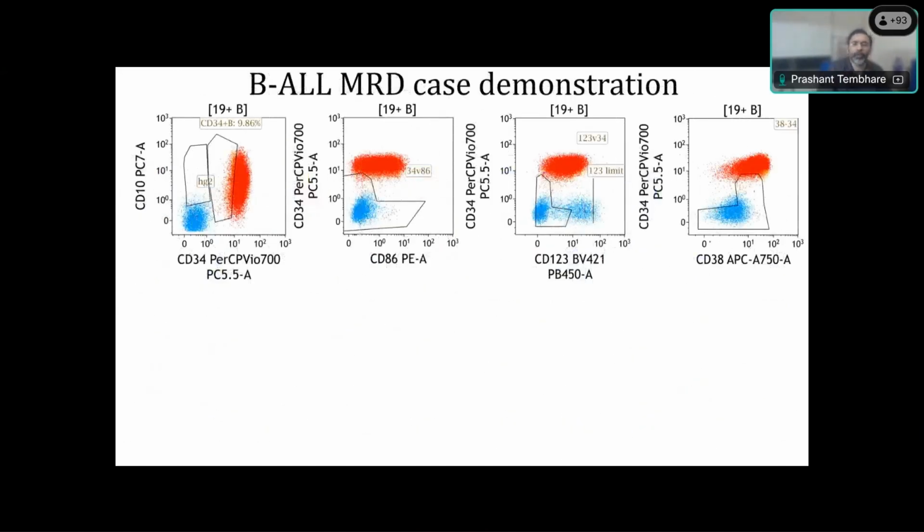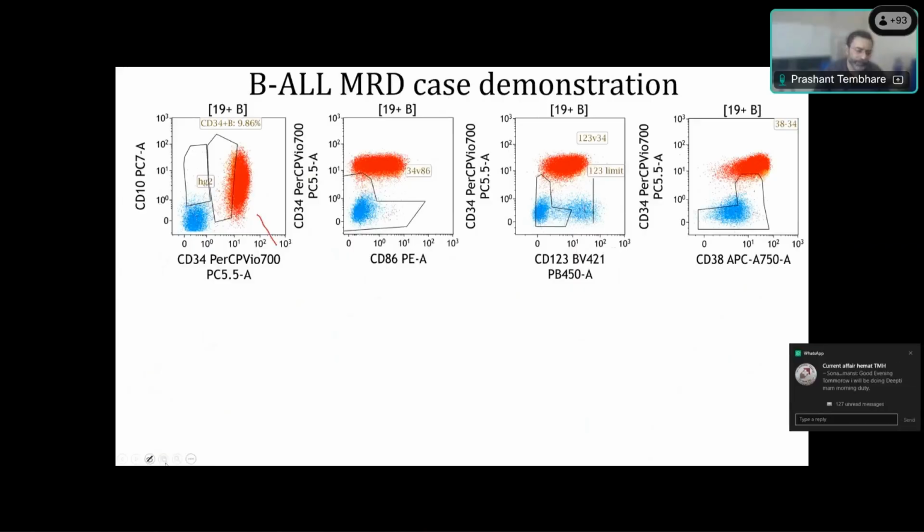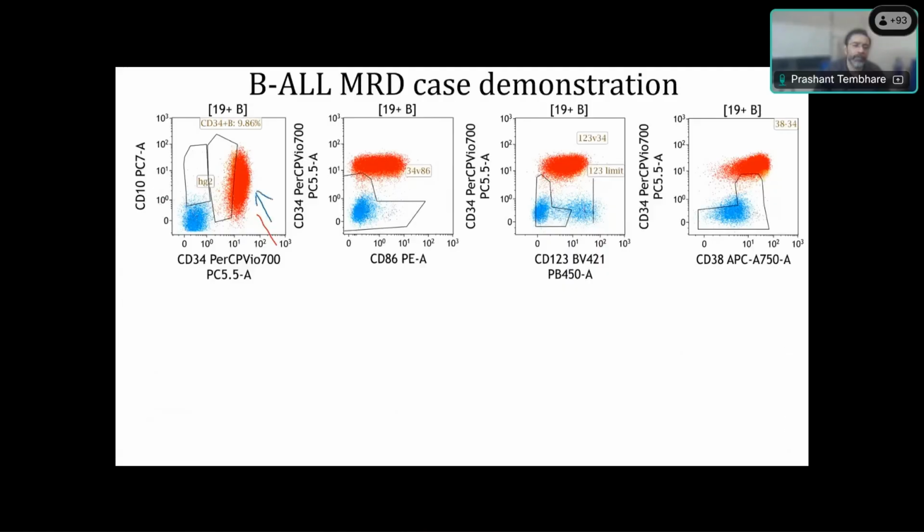Just to show you a closer example, this is just a case. You can see this was a case at the time of diagnosis where we had the disease, so you can see the CD34 was bright, CD34 and CD86 aberrantly was positive, or CD123 aberrant expression is there, right at the time of diagnosis.